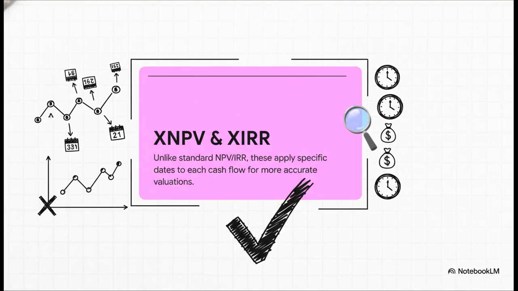You see, the standard NPV and IRR formulas just assume that cash flows are happening at these perfectly regular, even intervals. But let's be honest, when does that ever happen in the real world? Almost never, right? Well, XNPV and XIRR solve this problem by letting you pair each cash flow with a specific date, which gives you a much more precise and realistic valuation.